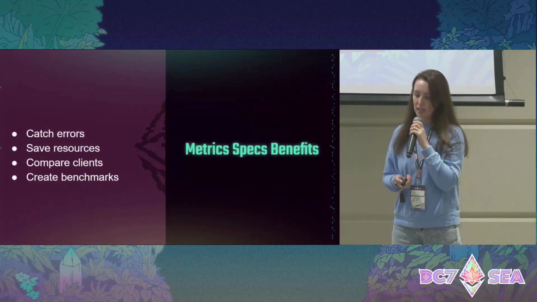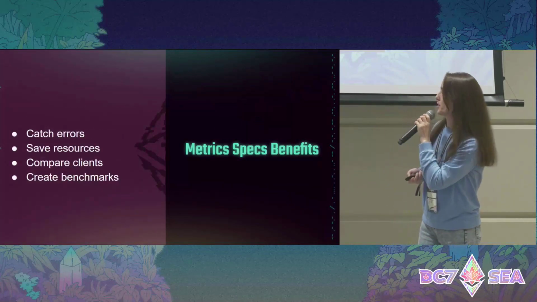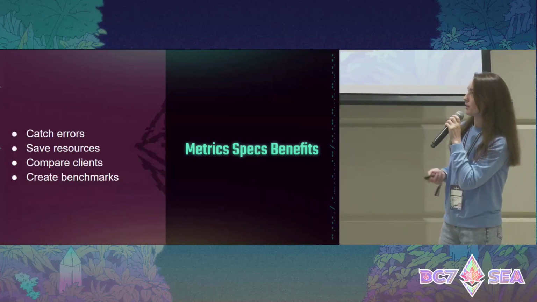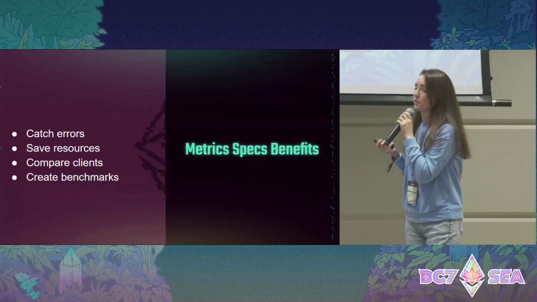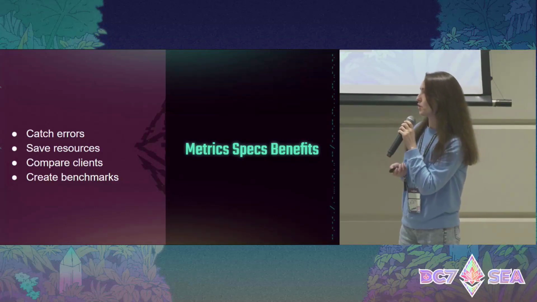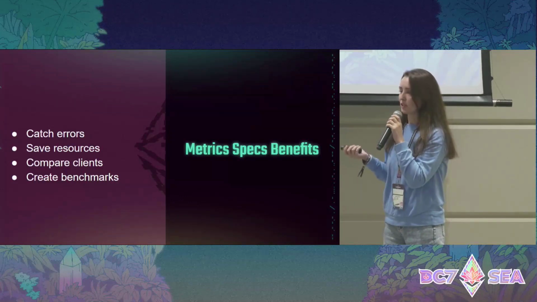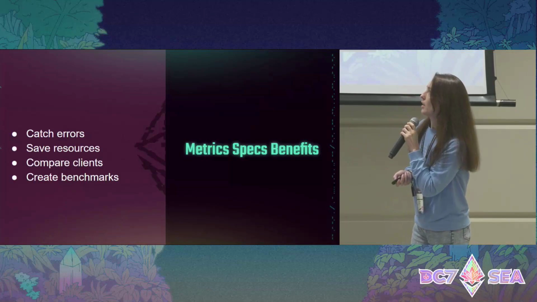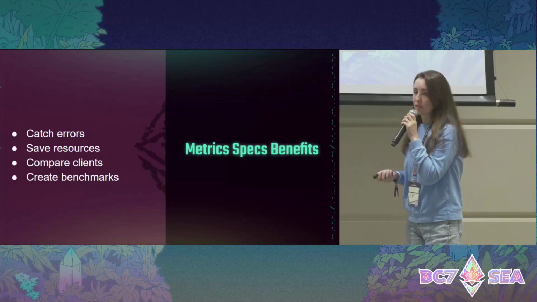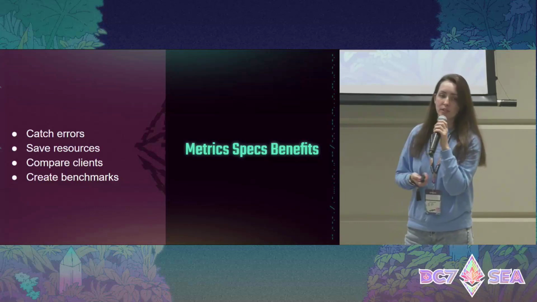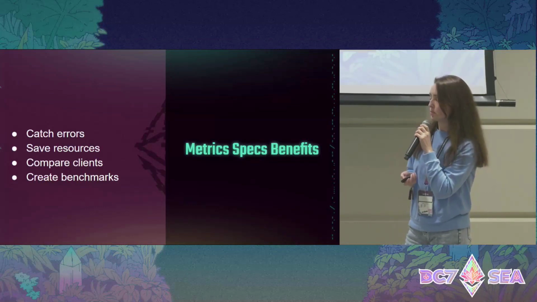So the benefits of metric specs: it's easier to catch errors. It's easier to save resources of teams, so you just save some time for building, for testing, etc. It's easier to compare clients, which is sometimes really important. And for researchers, it's easier to create benchmarks.